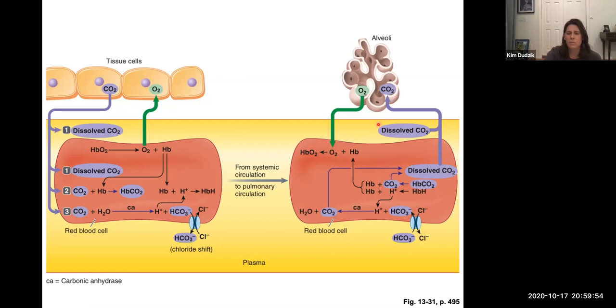Because of the pressure gradient, remember it's low inside of the lungs compared to here, the partial pressure of CO2 is about 46, and it's about 40 in the alveoli. So the dissolved CO2 comes out and goes into the alveoli. The dissolved CO2 in the red blood cell will diffuse across membranes back into the alveoli.